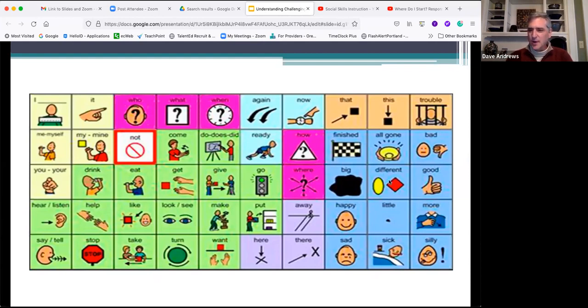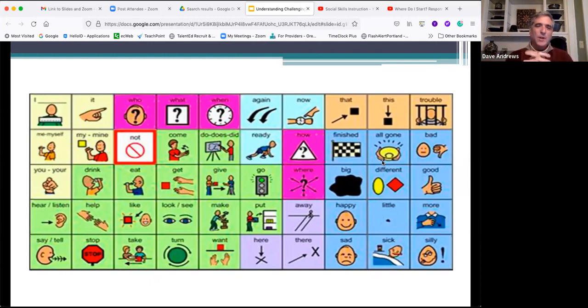And then in the blue are some adjective words like happy, little, big, different. These are words we use all the time. So this core board is, if you think about the words you use every day, more than just labeling.